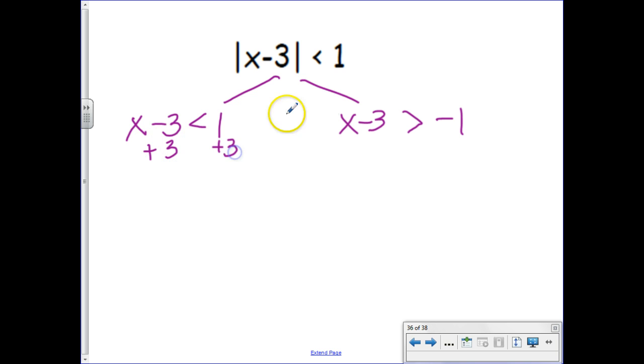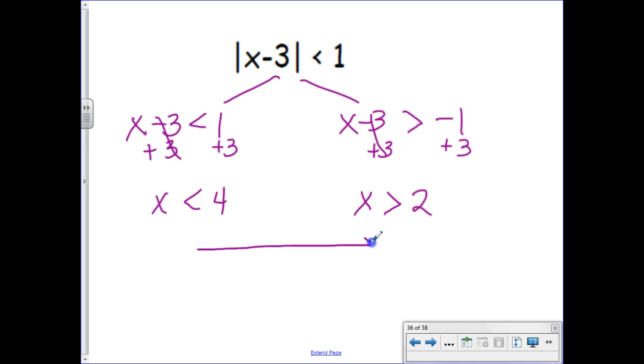And right now, don't feel like you have to memorize or remember which way it goes. It'll all become clear once you get your solution out here. On the left, I get x is less than 4. On the right, I get x is greater than 2.